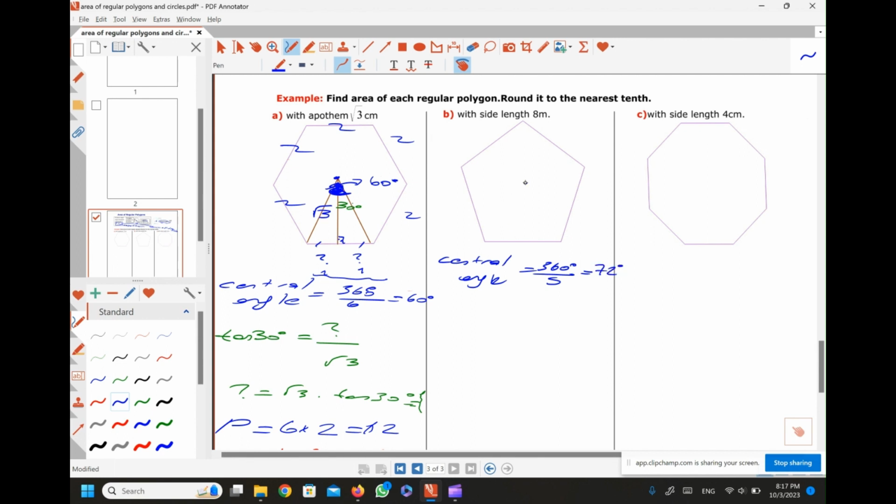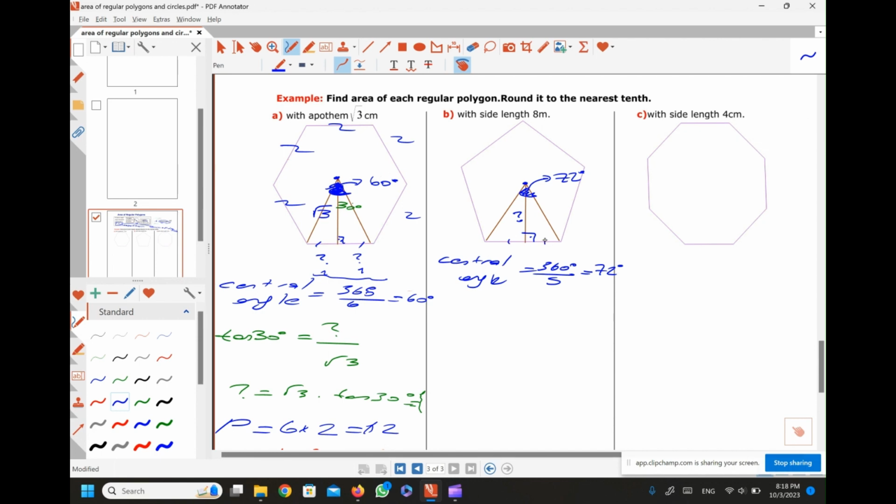So let's suppose this is your center. Let's draw two line segments connecting consecutive vertices. This is your central angle, 72 degrees. What we need is the apothem. Let's drop down a perpendicular from the center to the middle of the side. This is your apothem. It is missing; we are not given an apothem.